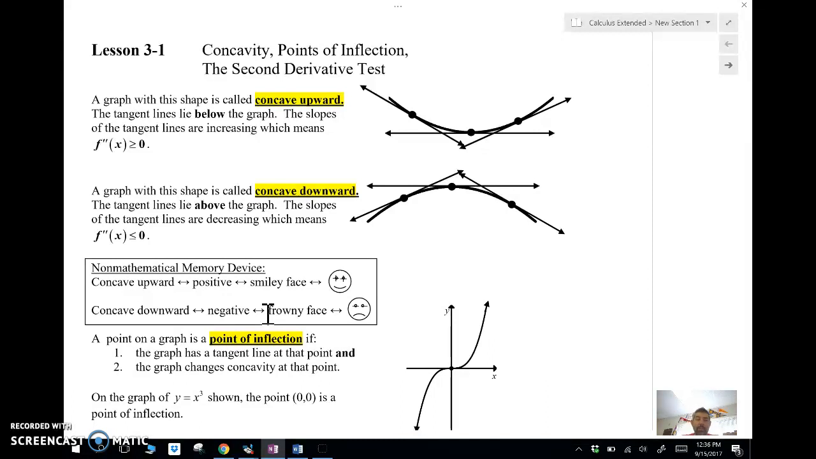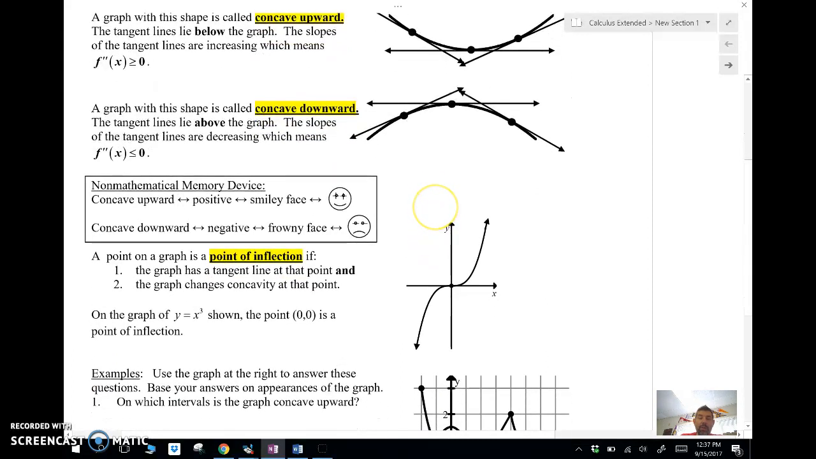Now, just an easy way to remember what is what, whether it's going upward or downward. A smiley face is positive. That is concave upward. Frown, sad face is concave downward because we're feeling down, and it's negative. We feel down when things are negative. So if the second derivative is negative, it's concave down.